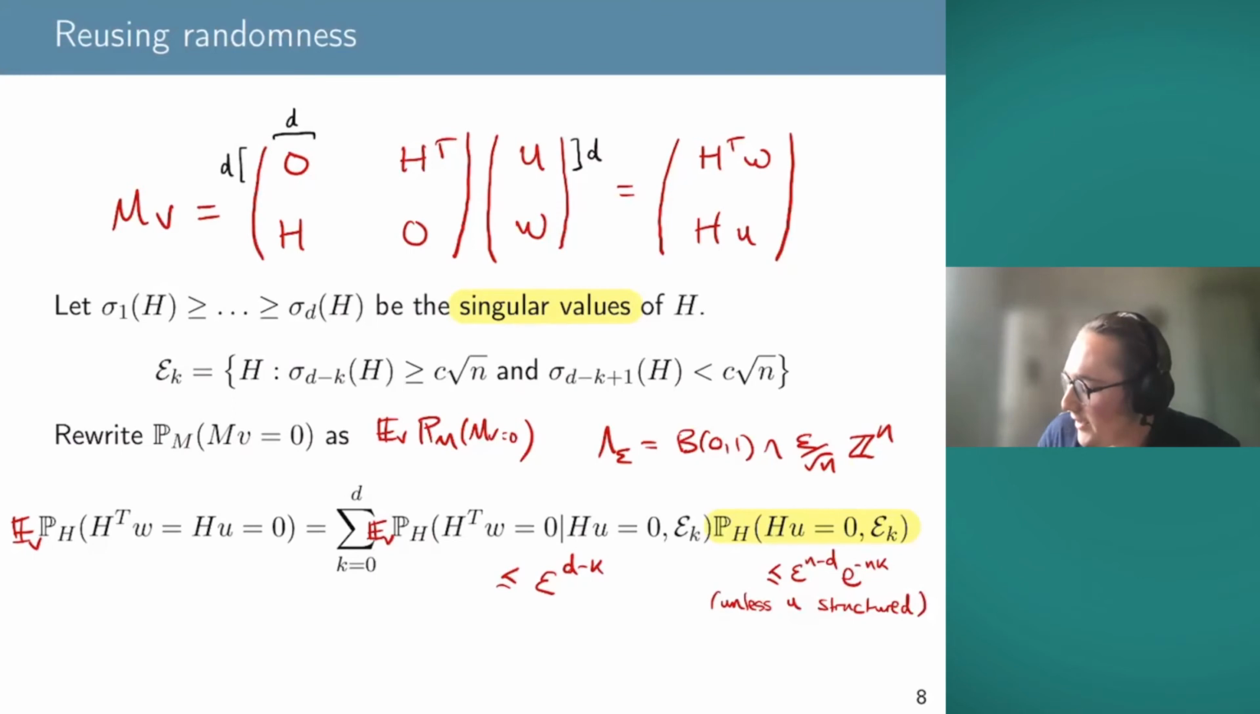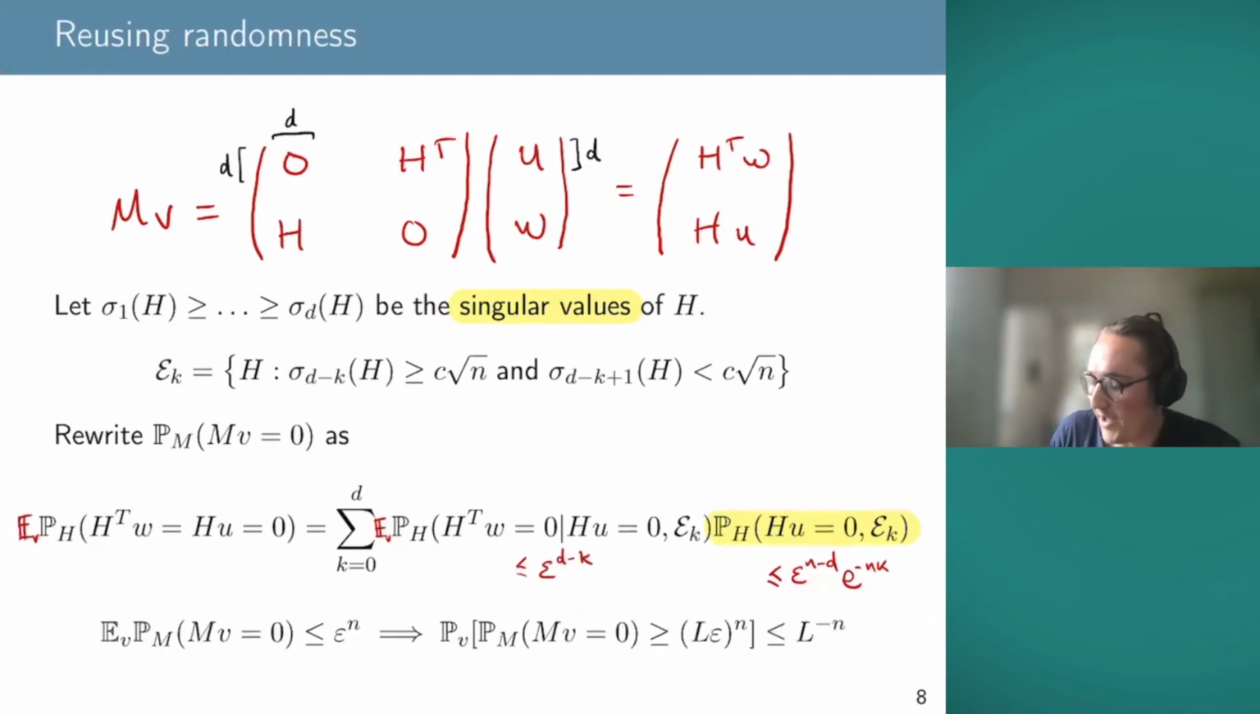So here you can see numerically, at least in the numerology, this trade-off. This K is helping this probability, but hurting this probability. And it turns out that we can just see that the K equals 0 term is dominant. And so we get an epsilon to the D times epsilon to the N minus D for a final bound on this expectation of epsilon to the N.